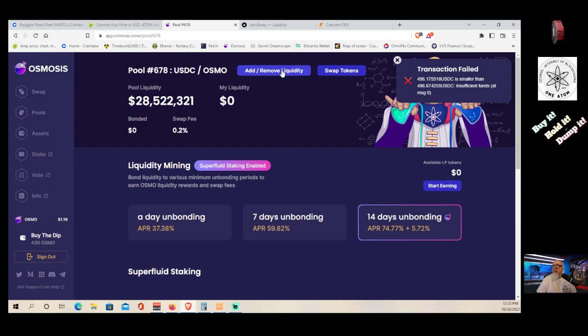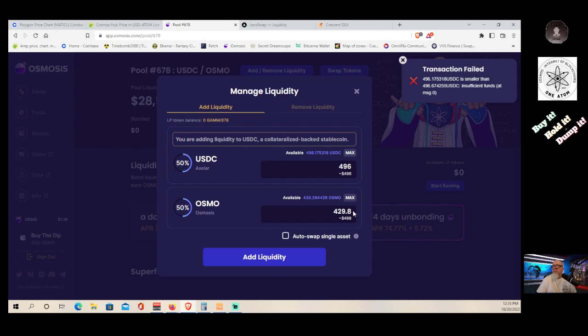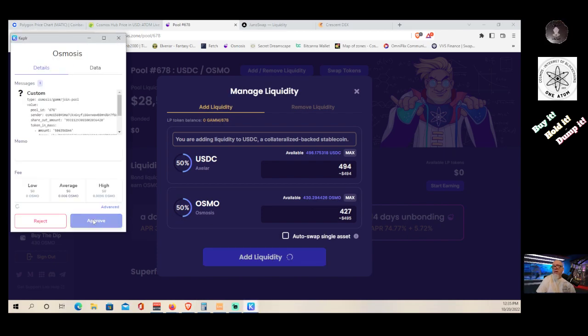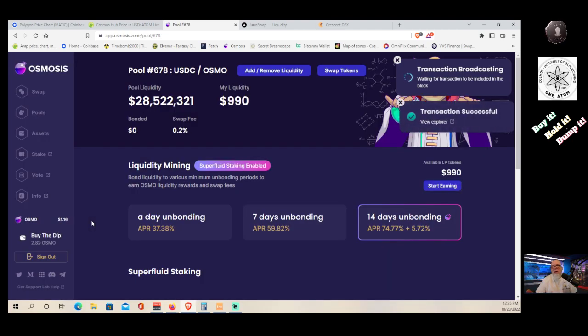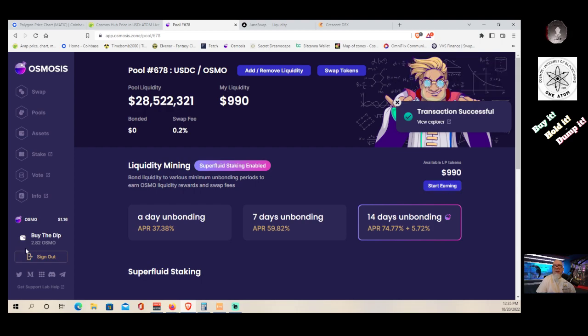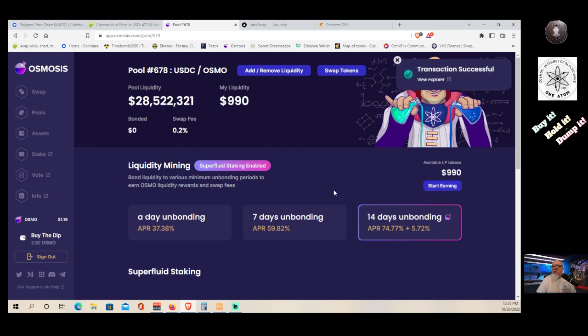Smaller. I didn't do that right. Hang on. Let's just round all this stuff off completely. So for the Osmo, let's just call it 429 even. We'll call the USDC 494 because I don't want to get jammed up again. 427, there you go. Again, close enough for the example that we're trying to do here. And I'll round it out after the video is in. So we have $990 in here. I have a little bit of dust left over. I will round it out after the video.